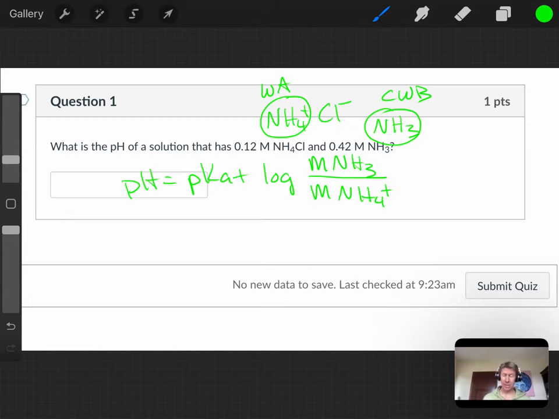Now there's a couple things still to fill in here. One, we need the pKa of our weak acid. Our weak acid, as we said, is ammonium, and ammonium is not on our list because ammonium is an ion, and typically there are molecules, and the molecule ammonia is on there with a Kb value. And if I look up the Kb value for ammonia, it is 1.76 times 10 to the minus 5th.